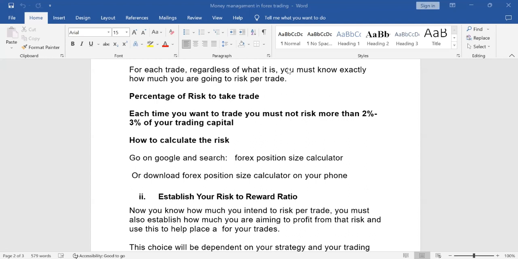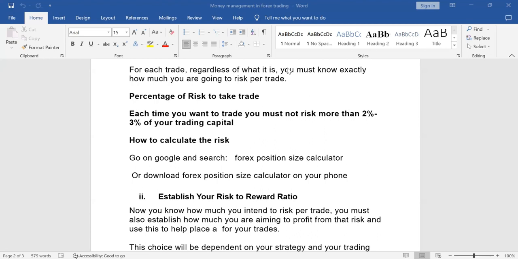Now let's go. Each time you want to trade, please go and write this one down. Each time you want to trade, you must not risk more than 2 to maximum 3% of your trading capital. That is, if you have $1,000 in your account, you must not risk more than 3%, which is what? $30. Anyone using $30 to risk, what do you think is going to be his lot size? Can that person use 0.5 lot size? Can that person use one lot size? No, it won't.